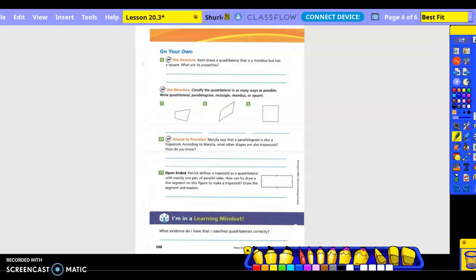On your own, number 6, use structure. Kent draws a quadrilateral that is a rhombus, but not a square. What are its properties? 4 equal sides. Okay, so 4 congruent sides. Okay, then what? Okay, 2 pairs of what? 2 pairs of parallel sides.